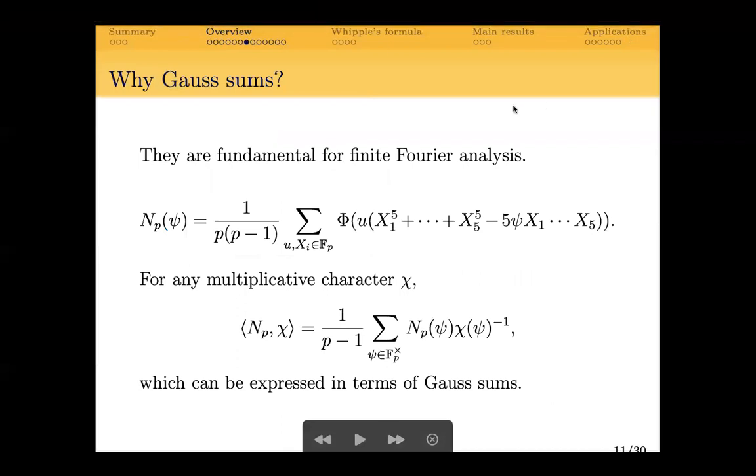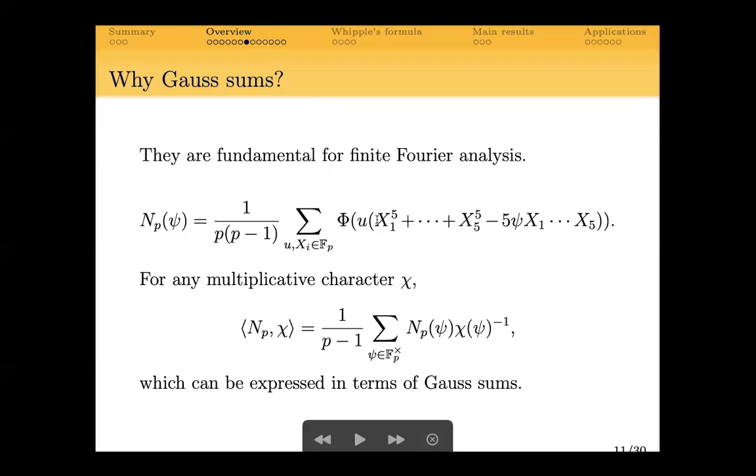And why Gauss sums for number theory or point counting? Here's a good quick answer for this. They are fundamental for finite Fourier analysis. For instance, if I get back to the point count at the beginning, which is counting how many solutions the quintic family has for a fixed fiber, how many solutions there are.